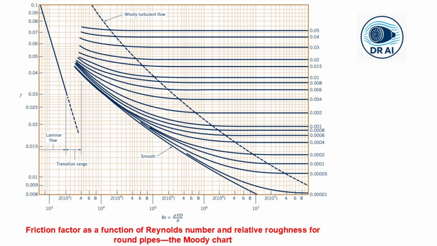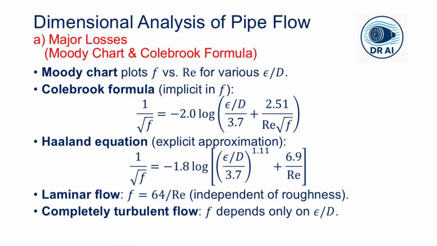So, how do we actually use this chart? You need three things: the Reynolds number, the relative roughness, epsilon over D, and the chart itself. You find your Reynolds number on the horizontal axis, go up to the curve for your epsilon over D, then go to the left to read the friction factor f on the vertical axis. So it's very straightforward. But in the age of computers, we often prefer equations.